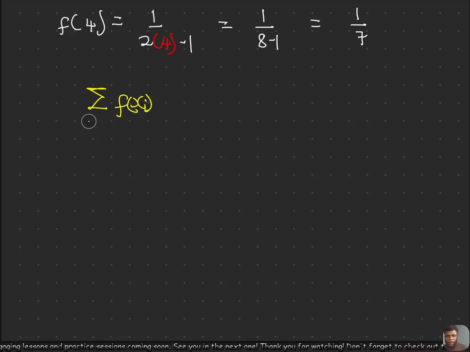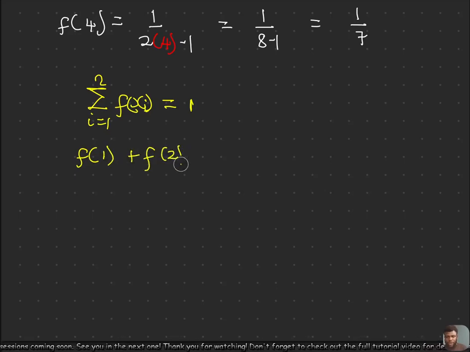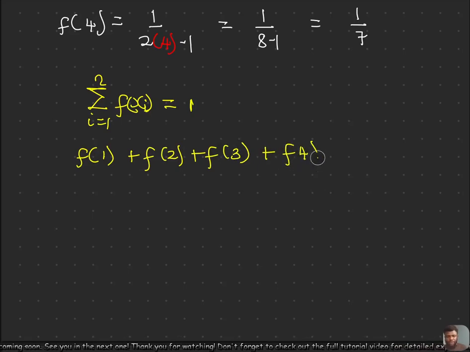So for i equals 1 till n, the sum should be equal to 1. What all this means is we are adding f of 1 to f of 2 to f of 3 and then to f of 4, and at the end of the day we should make sure we get 1. If not, then it can't be a probability mass function.